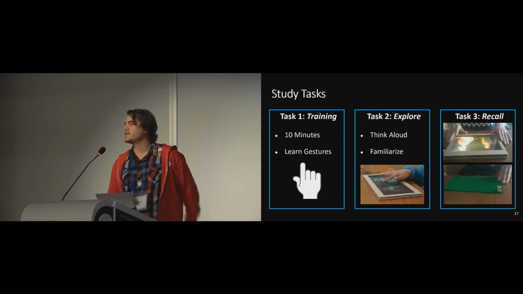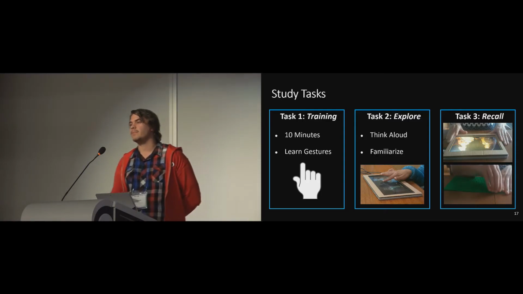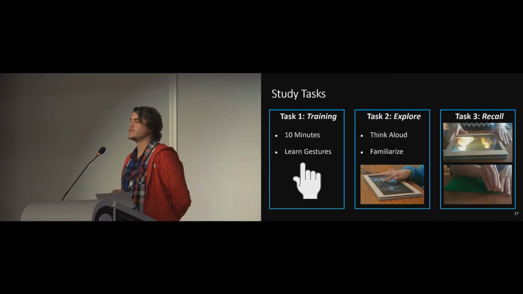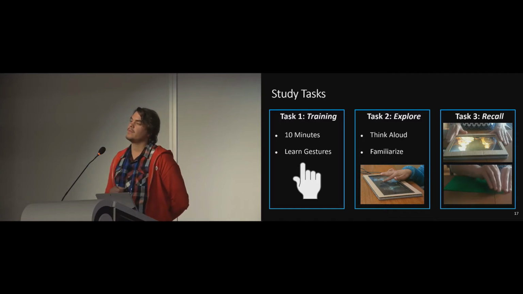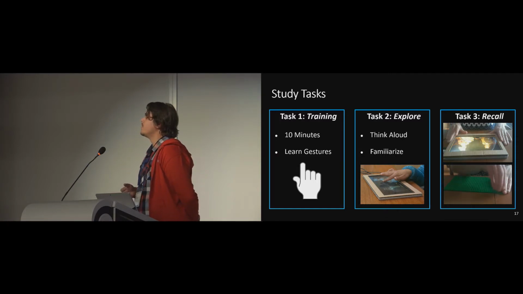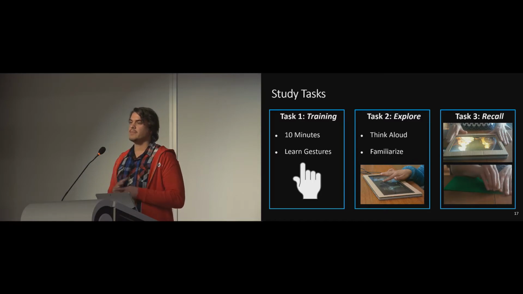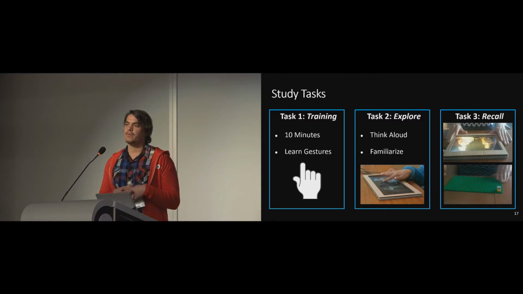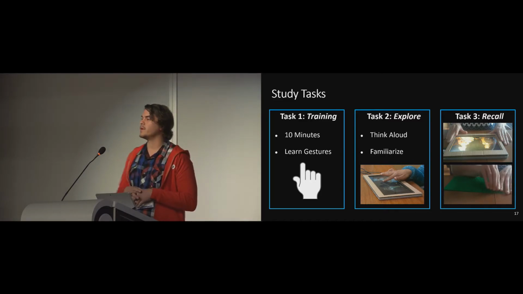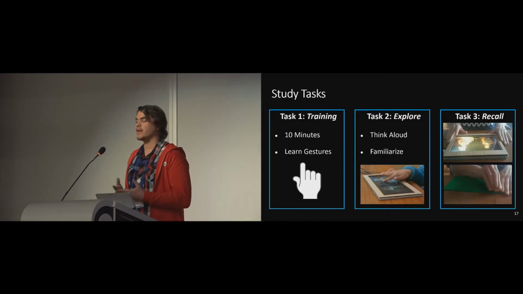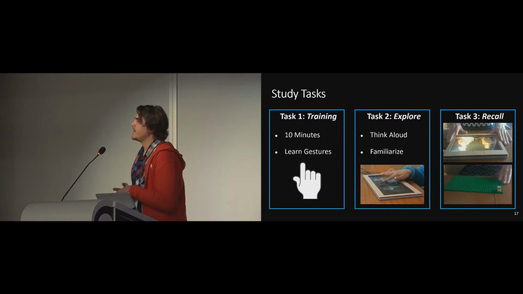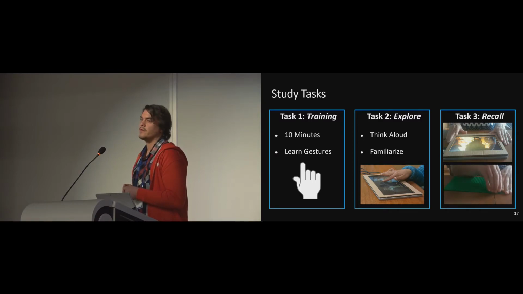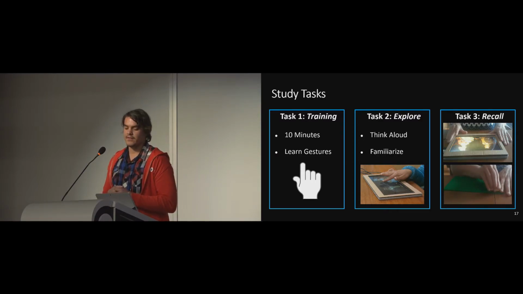The training phase was used so that people could understand the features and gestures in the interface. And then we performed a second task where there were 3 images and participants could explore them for as much time as they'd like. And they performed a think aloud so that we could assess their reactions in real time. And then it would also allow them to further familiarize themselves with the interface.